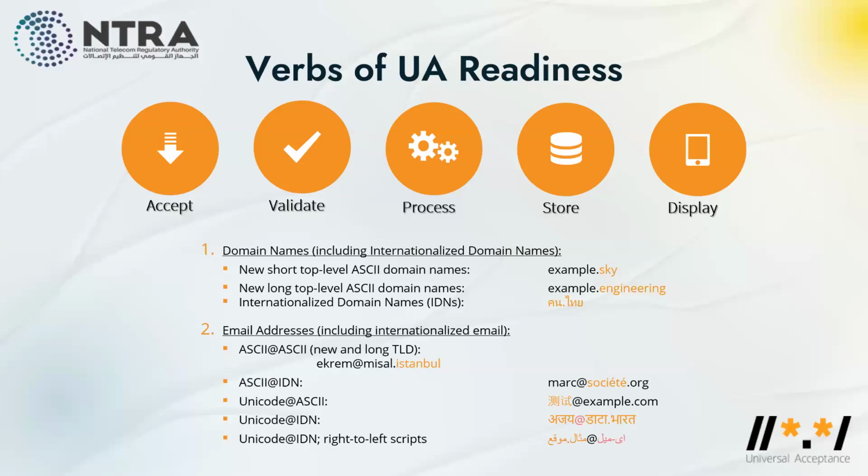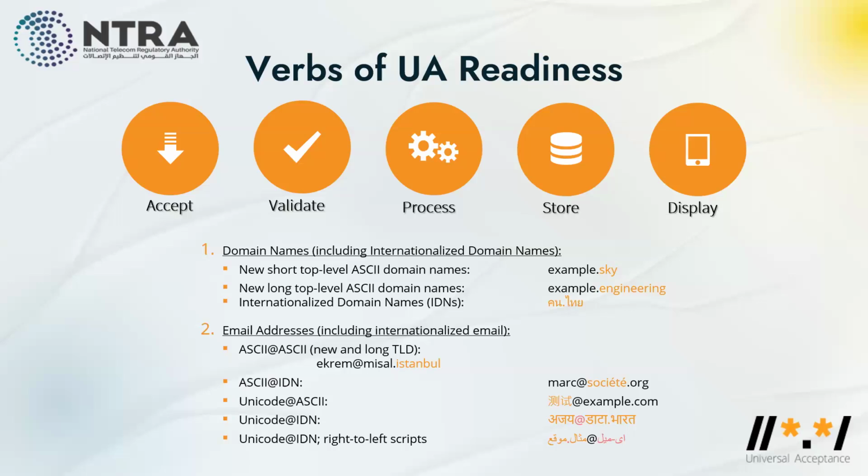Email addresses, the theme of email addresses like ASCII at ASCII. Maybe this ASCII is a new generic top-level domain that is 3 letters, like Abdelmonem at example.sky, or a new generic top-level domain name like Abdelmonem at Kenya.Nairobi, something like that. And for ASCII at IDN, like Mark at society.org.